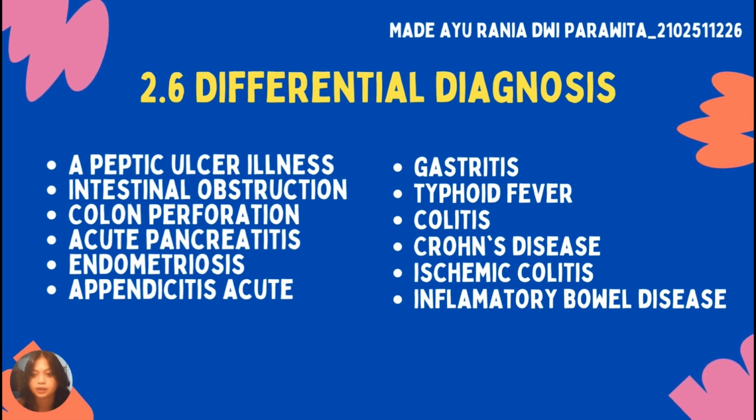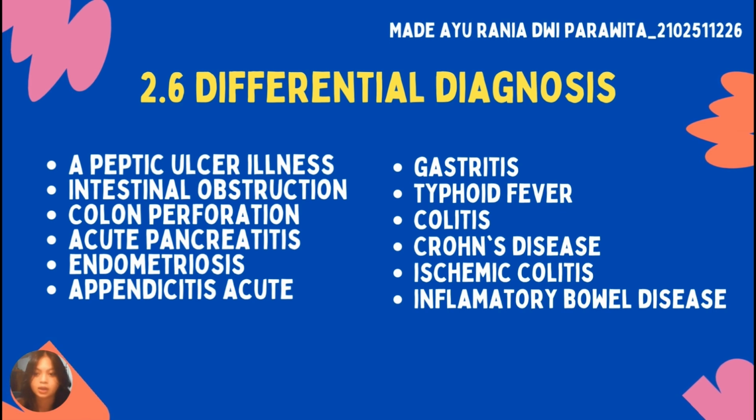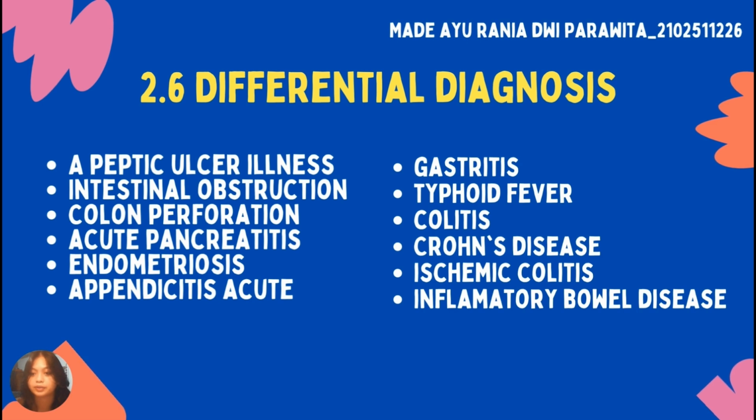The differential diagnosis of intestinal perforation can be narrowed so that intervention can concentrate on the intestinal regions where the perforation is most likely to occur. A peptic ulcer illness with acute onset which leads to severe epigastric or back pain is included in the differential diagnosis list for upper gastrointestinal perforation.